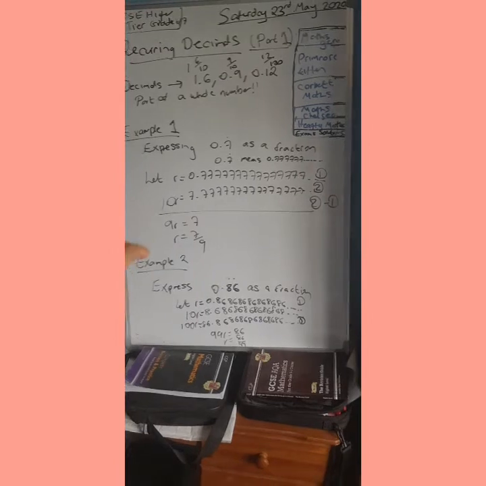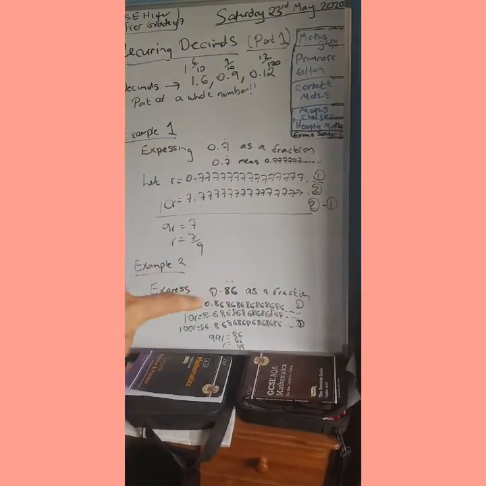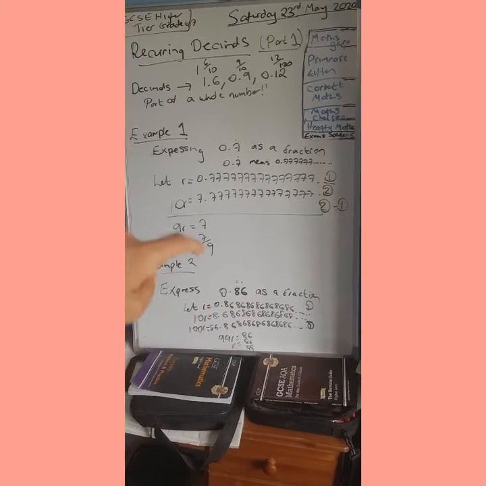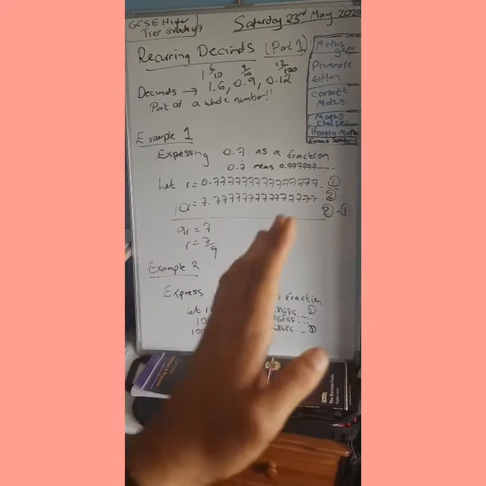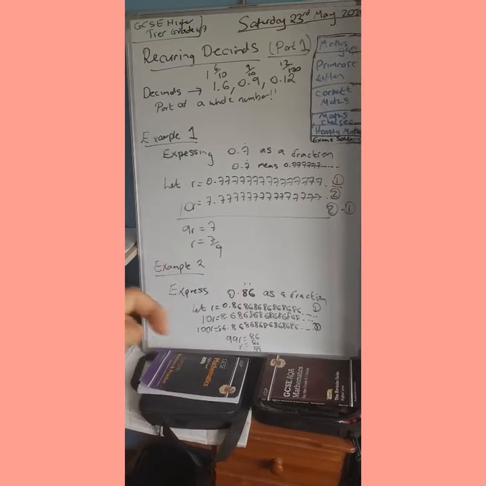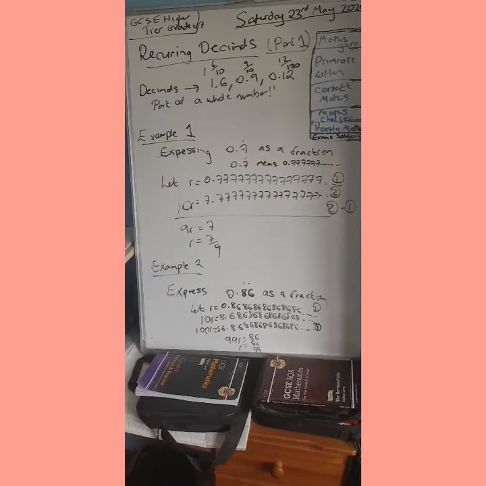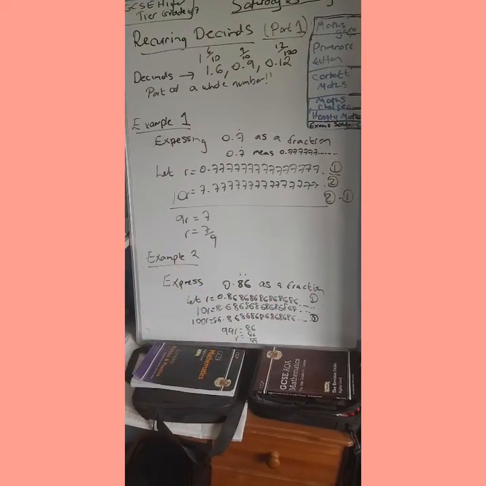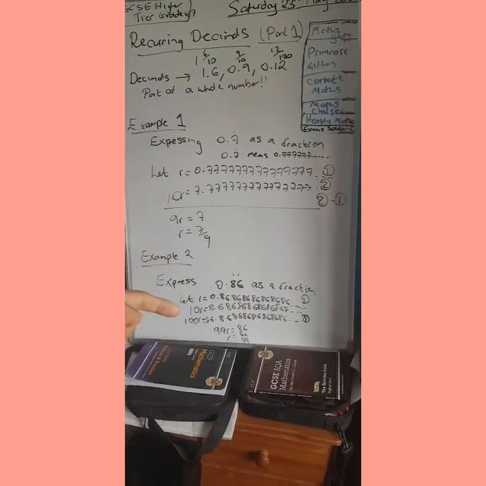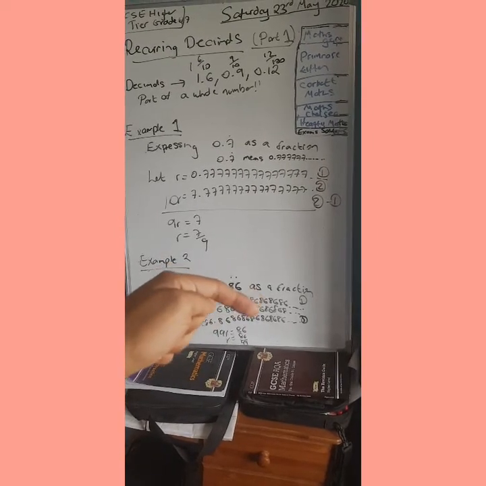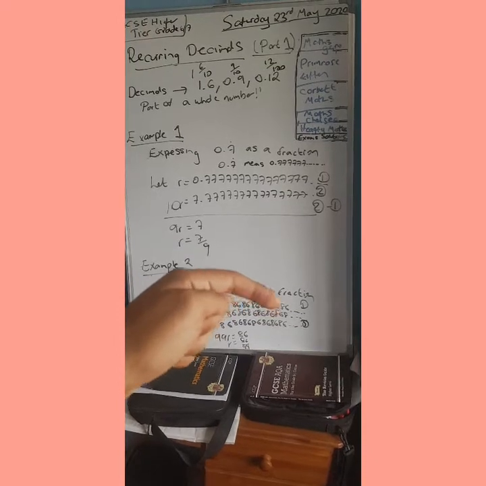Okay, this time what I've done, I've got 2 bits here. I've worked out what 10R is. I've multiplied everything by 10, so I've moved everything one decimal place to the left. 10R equals 8.68686868686868, and so on and so forth. 100R would be 86.8686868686868686, and so on and so forth.